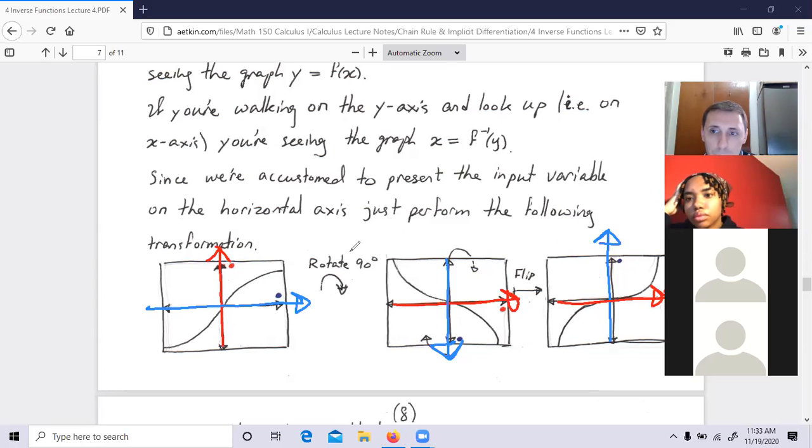So I was able to very simply produce the graph of the inverse by very simple motions. Draw the picture on a transparent piece of paper, rotate by 90 degrees, and flip, reflect through the horizontal, flip it over. And you have the graph of the inverse. Here I drew it up, okay?